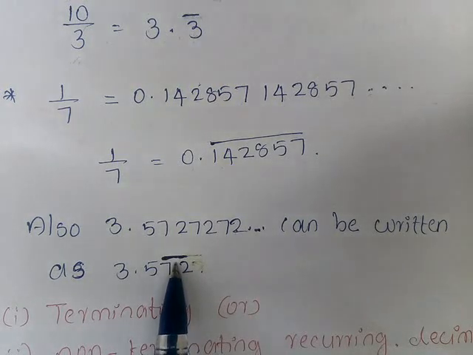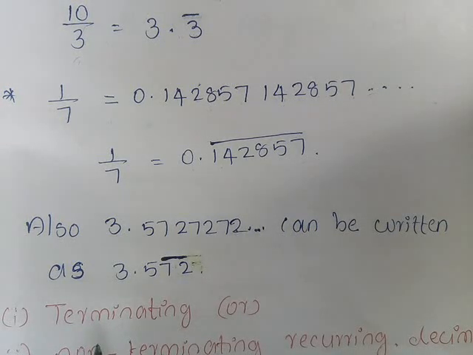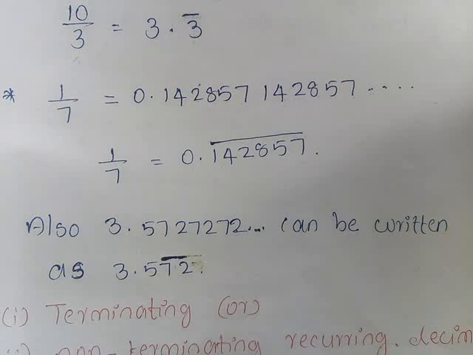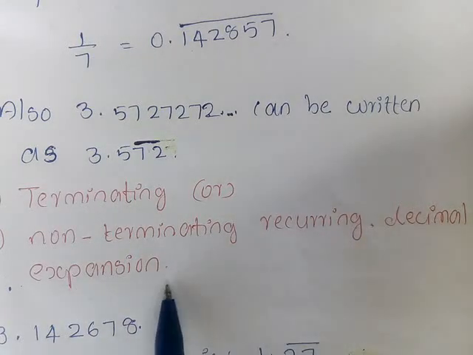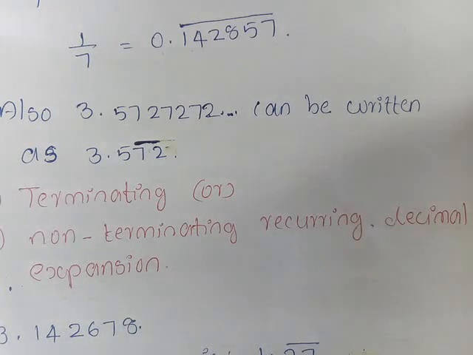Here the bar above the digit indicates the block of digits that repeats. Thus we see that the decimal expansion of rational numbers have only two choices. Either they are terminating or non-terminating recurring decimal expansion. Now children, I will ask you one question.